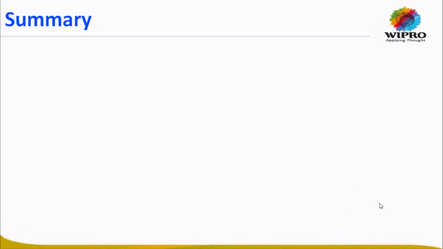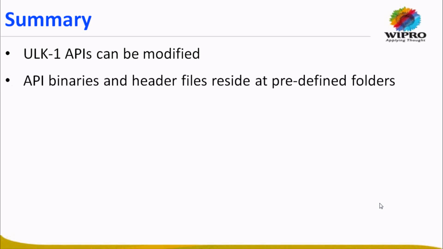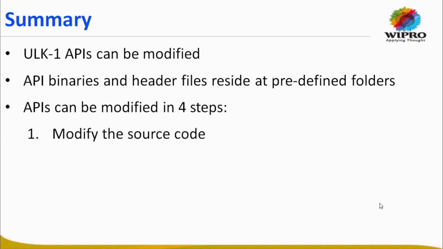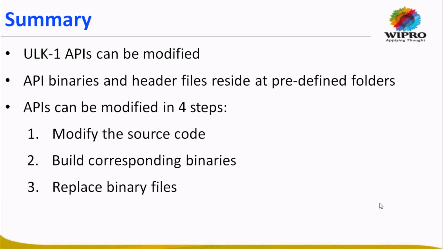The platform offers the provision of modifying the API functions to meet application needs. The API binaries and corresponding header files reside in a predefined folder structure. The API modification process comprises 4 steps. First, modification of the source code, that is implementing the functions in C files and defining them in corresponding header files. Second, building the binary version of the library locally and at the root folder level. Third, replacing the main API binary with the modified one. And lastly, placing the modified header files.